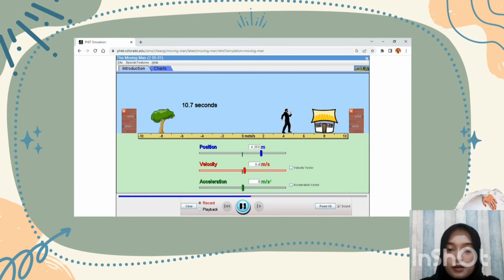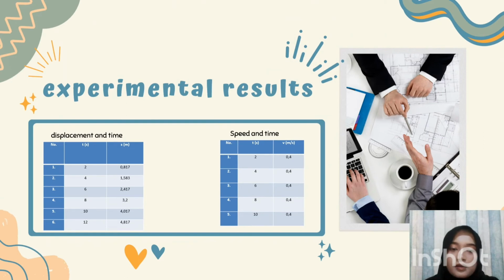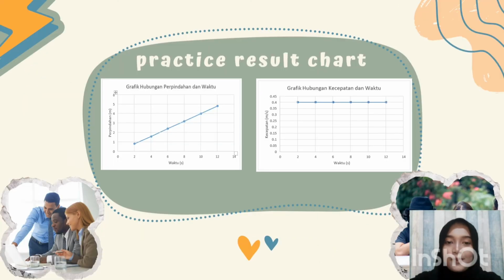Okay, this position is irregular. Next, 12.2 seconds. Okay, but it is different for s and v. And this is the practice result chart: displacement and time, and speed and time.